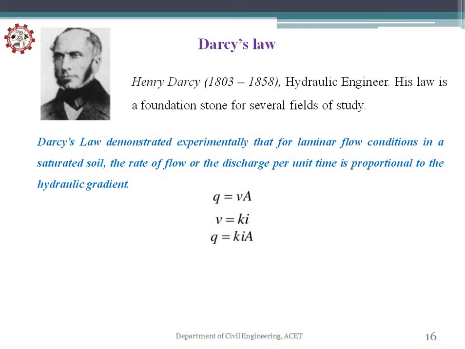It means that discharge Q is proportional to the hydraulic gradient, with respect to v and A. So v equals K i and Q equals K i A, where K is the permeability of the soil, i is the hydraulic gradient, and A is the cross-sectional area of the soil. Now v equals K into delta H upon L, as we have seen in the earlier slide that i, the hydraulic gradient, is taken as delta H upon L. So therefore v equals K into i.